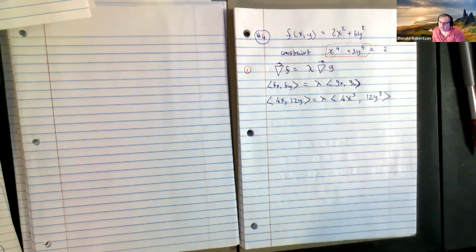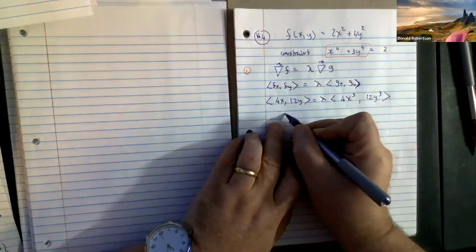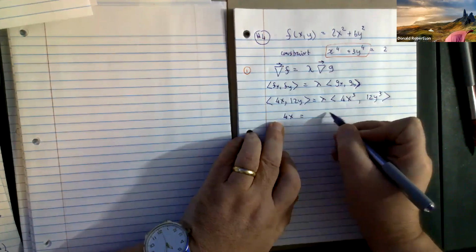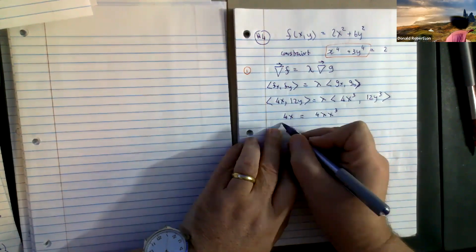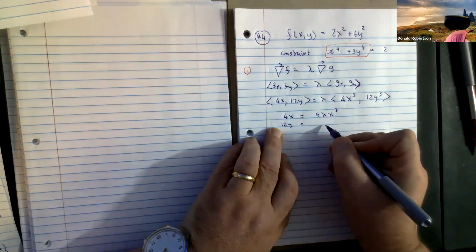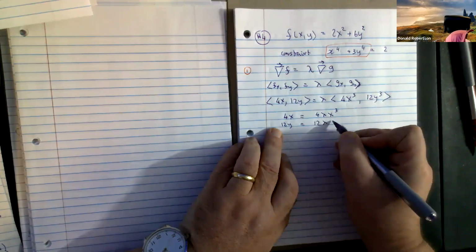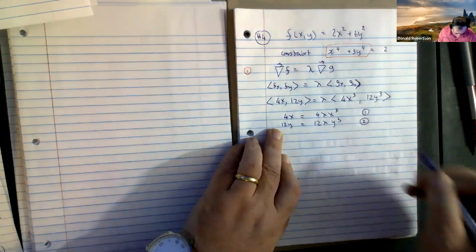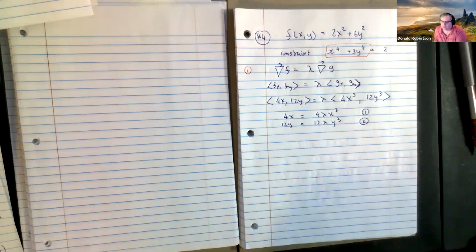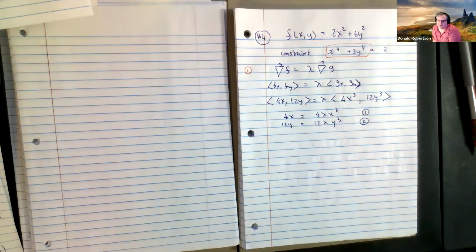Be comfortable with that? Right. If we match them out then, 4x is going to be 4 lambda x cubed. 12y is going to be 12 lambda y cubed. And there's my equation 1, and there's my equation 2. And that's step 1 finished, right? We've set up the system. We've found the 2 derivatives, matched them out, 2 equations. We are good to go.